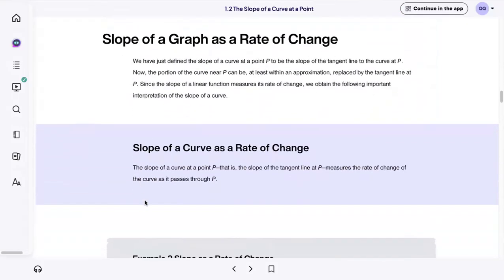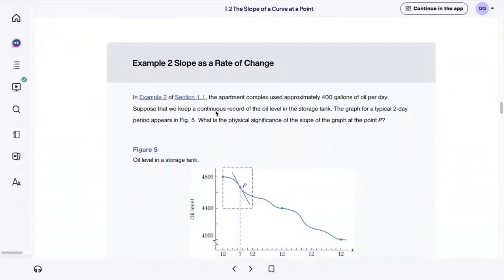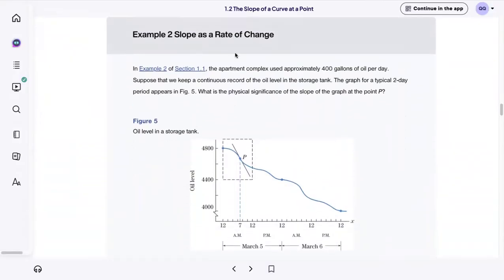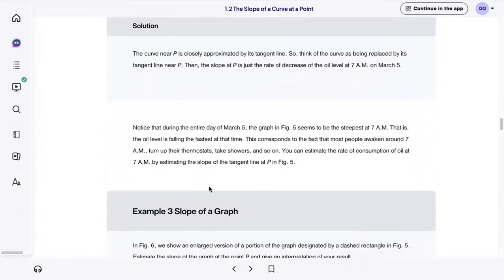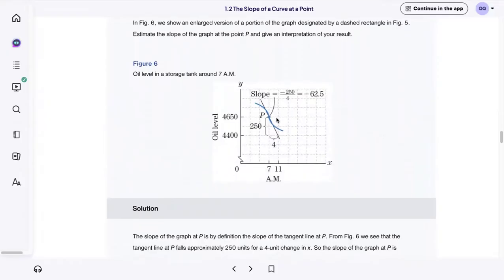Okay, when we talk about slope, again, we call it the rate of change. So slope is a rate of change. Later on, we're going to define rate of change as a derivative. The rate of change at this point is the slope of the tangent line, okay?